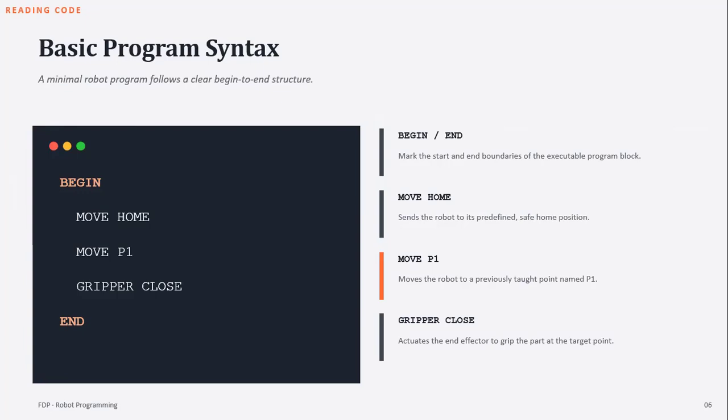Robot programming follows a structured syntax similar to conventional programming languages. A typical program begins with initialization, followed by defining the path of the robot to the required position, controlling the gripper arm, and finally ends after completing the task. So the correct syntax ensures reliable and error-free robot operation.